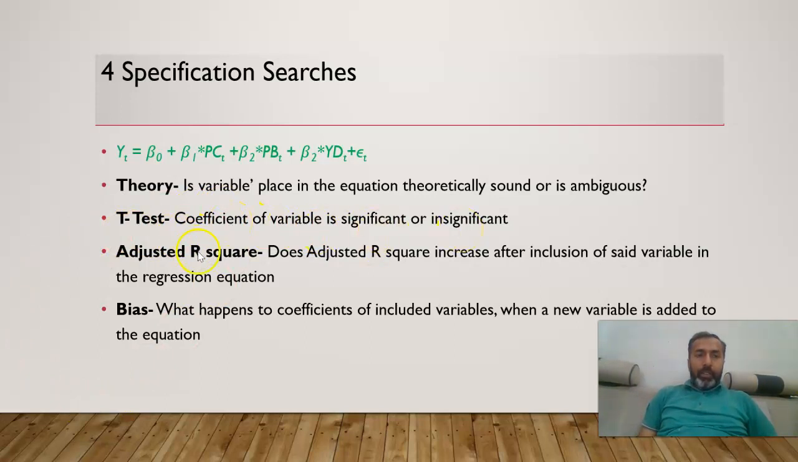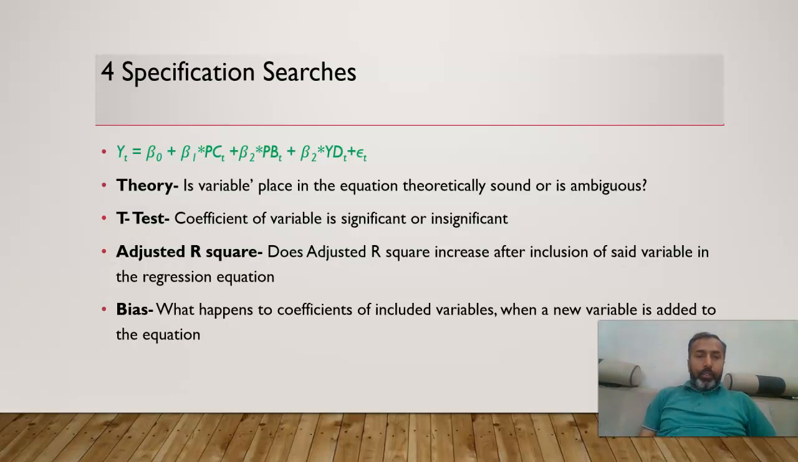Then the third specification criteria is adjusted R square. We'll see whether adjusted R square increases after inclusion of said variable in the regression equation or not. And then the last and fourth criteria is bias, where we'll see, when that new variable, let's say it is price of beef, is included in the equation, what happens to the coefficients of already included variables. If we include PB into the equation, what happens to beta 1 and then beta 2, which should have been beta 3? What happens to the coefficients of included variables?